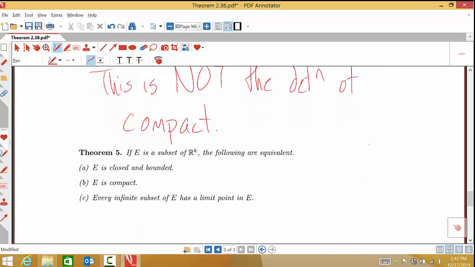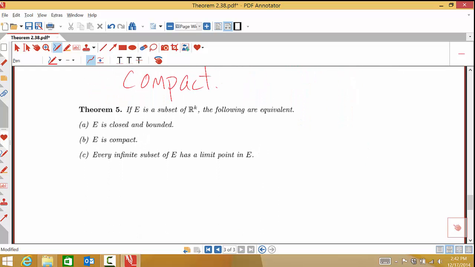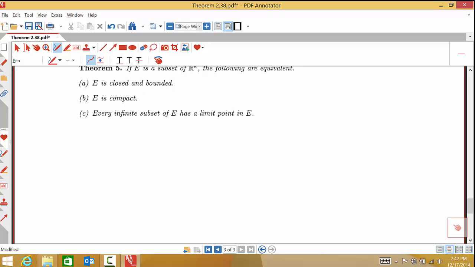Now in fact, we're not actually going to prove this, but what one can prove instead is the following theorem, which is very nicely laid out in the book. It says if E is a subset of R^k, the following are equivalent: E is closed and bounded, E is compact, and every infinite subset of E has a limit point in E. Now the proof in the book is quite nice, so I'm not going to actually go through the proof here.